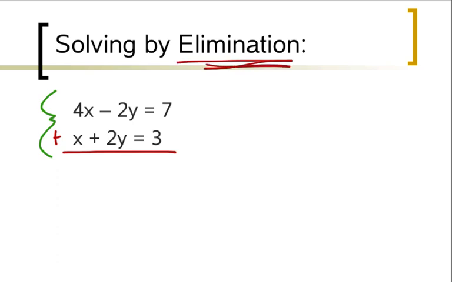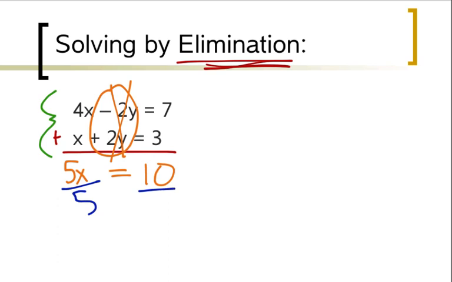Okay, eliminate means cancel or to be gone. So when I add vertically, I'm going to get 5x and my y's eliminate. Okay, you want one of your variables to eliminate. And we'll see examples where they don't eliminate right away by adding. We'll have to do something else. But this one does right away. And so I get 5x equals 7 plus 3 is 10. And I continue solving for x, so I divide by 5. And that gives me x equals 2.